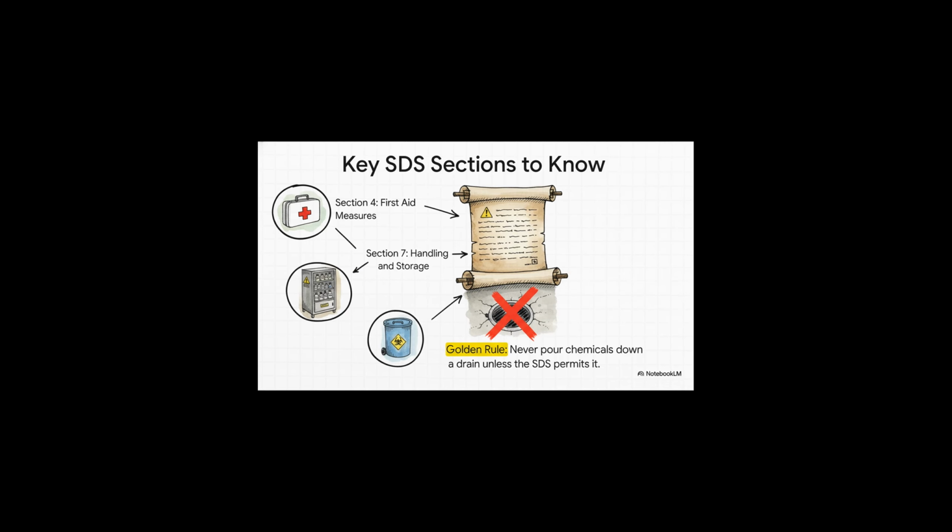Now, don't worry, you don't need to memorize all 16 sections, but these 3, you've got to know them. Section 4 is your emergency plan, what to do if something goes wrong. Section 7 tells you how to store it correctly, and Section 13 is super important. That's how you dispose of it. And please, burn that rule at the bottom into your brain. Assume nothing goes down the sink. Always check the SDS first.